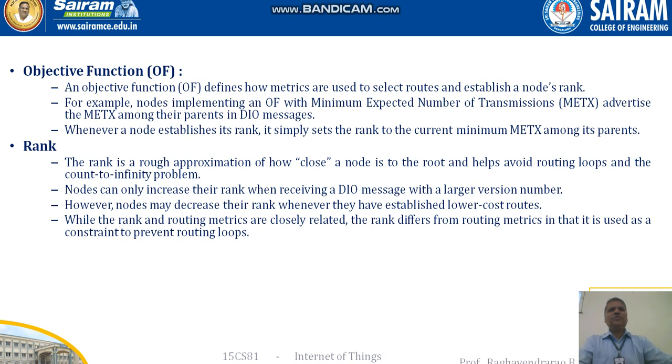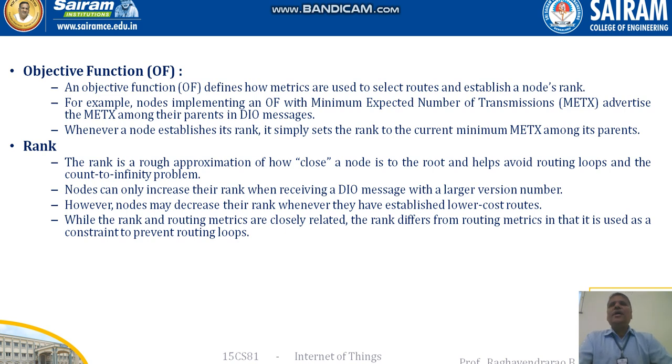There is an objective function inside. What is this objective function? An objective function defines how metrics are used to select routes and establish the node rank. For example, here nodes implementing an objective function with the minimum expected number of transmissions, that is METX, advertise it among their parents in DIO messages. So much faster that we can reach, basically.